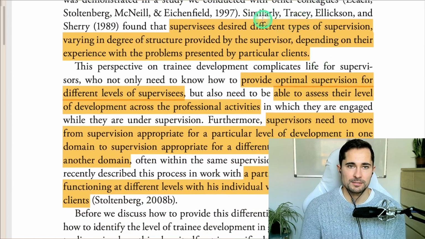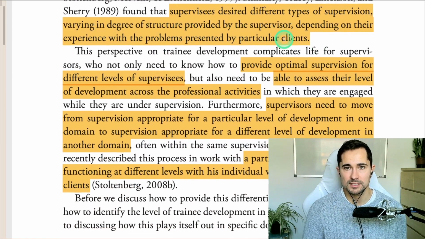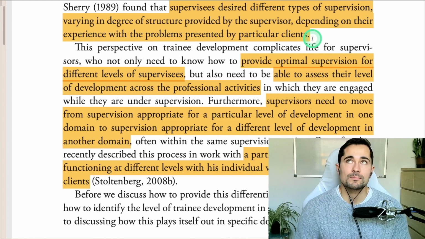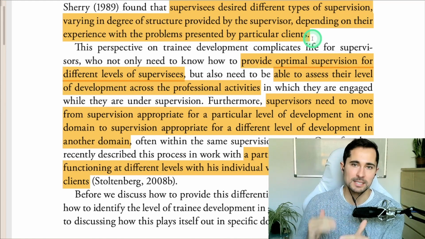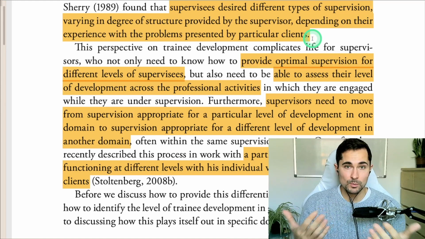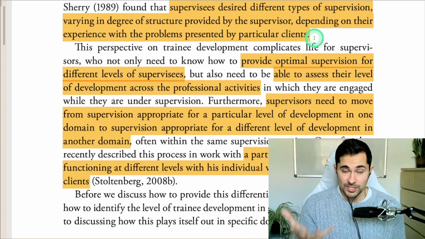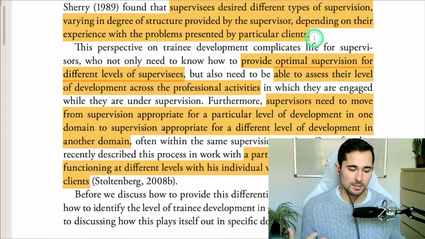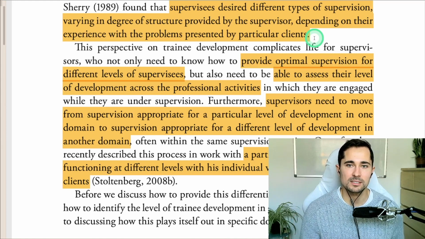So these researchers found that supervisees desire different types of supervision, varying in degree of structure provided by the supervisor, depending on their experience with the problems presented by particular clients. So this gives us some indication of why it's perhaps useful, practical to look at a therapist's level in a particular domain, because if I'm new to something, if I'm a novice, then I might want different supervision than if I were an expert at something. Makes sense, doesn't it? I might want more structure from my supervisor if I'm very new to giving a particular intervention, for example. Whereas if I'm an expert and I'm reflecting on myself in my practice, I probably want less structure offered by my supervisor.